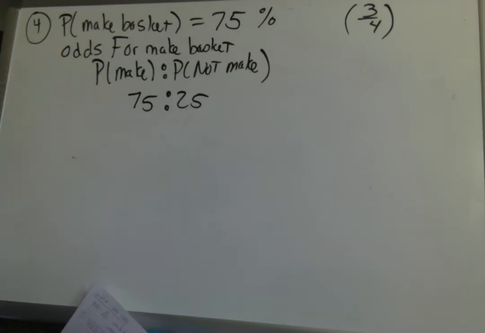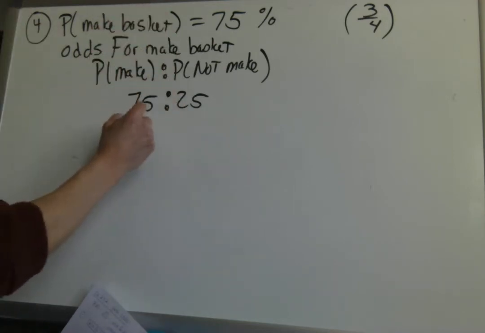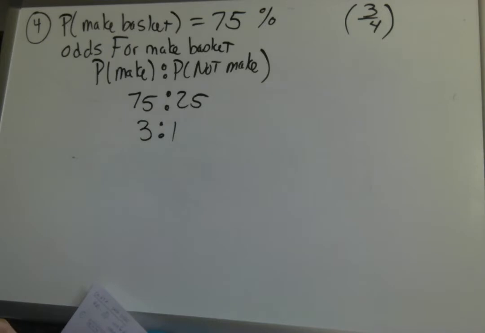That probably is going to be easier than turning it into decimal form, because remember, odds have to be integers. So all of these are integers right now. I just have to reduce them, right? Divide both sides by 25 and you'll get 3 colon 1.